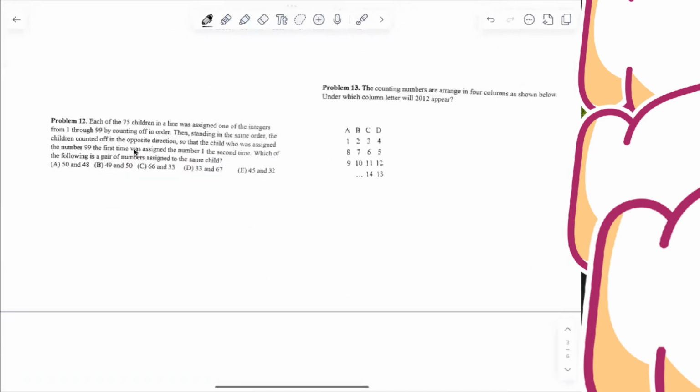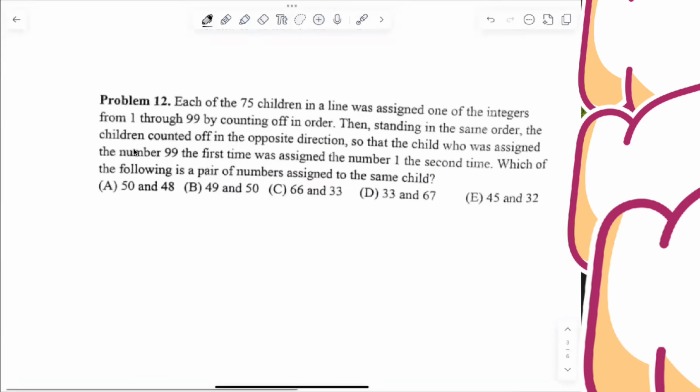So our last question is probably going to be problem 12. In this case, each of the 75 children in a line was assigned one of the integers from 1 to 99. I'll let you guys have a try on this question and tell me your answers in chat.